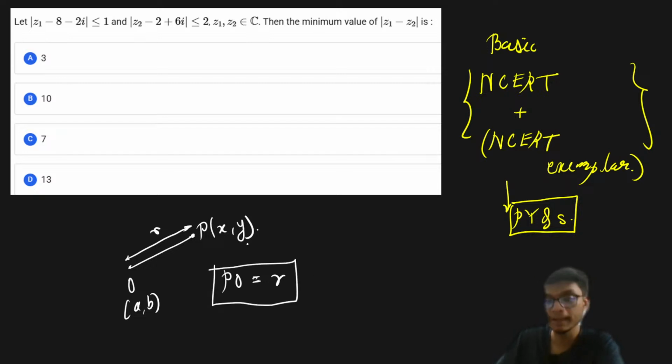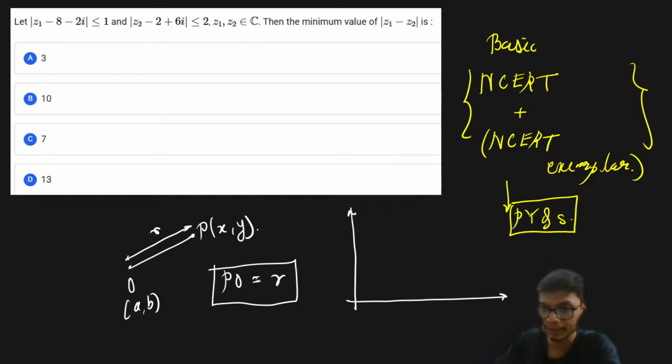If I need to write it in terms of a complex number, I could easily do that in the Argand plane representation. So let us talk about the Argand plane. I hope you know what an Argand plane is. It has the x-axis as the real part of z, and the imaginary part of z is given on the y-axis.